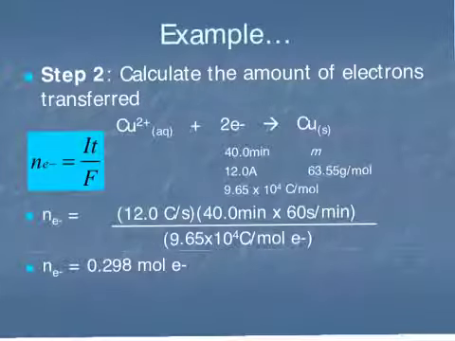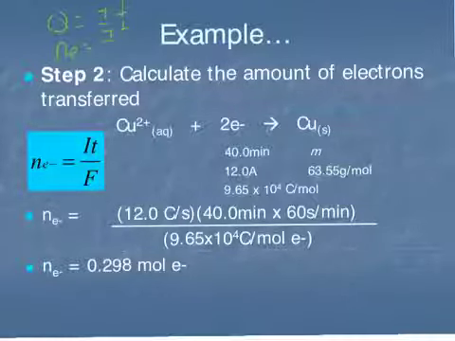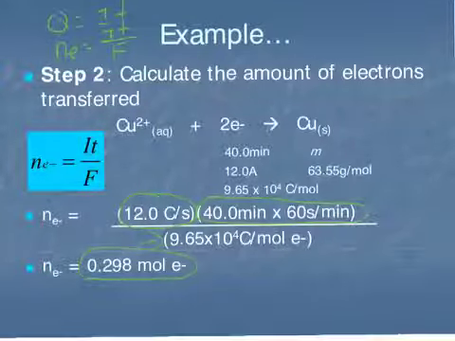The first thing we need to do is to convert our quantity of charge into moles of electrons. To find a quantity of charge, we can use the formula Q equals I T, or we can use the formula, the number of moles of electrons is I times T divided by F. We were told the current was 12 amps, or 12 coulombs per second. Time was 40 minutes, but we convert the minutes into seconds by multiplying by 60, divided by F, Faraday's constant. Calculate that value, and we determine that we have 0.298 moles of electrons pass through the cell during the 40 minutes.